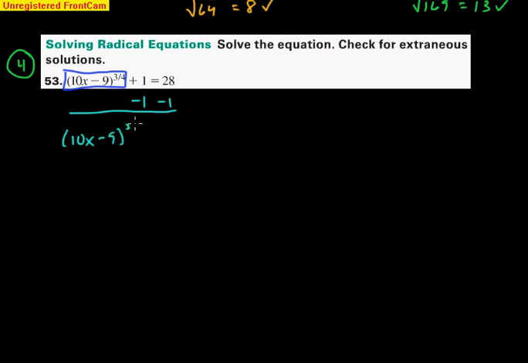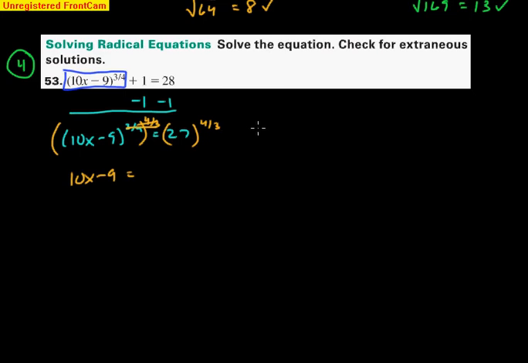10x minus 9 to the 3/4 equals 27. And now the idea is, how do we get rid of this 3/4 power? Well, the way to get rid of an exponent is to raise both sides to the reciprocal of that exponent. So the reciprocal of 3/4 is 4/3. And what happens on the left side is they cancel. And you get just the 10x minus 9. Now on the right side, we have to simplify this.